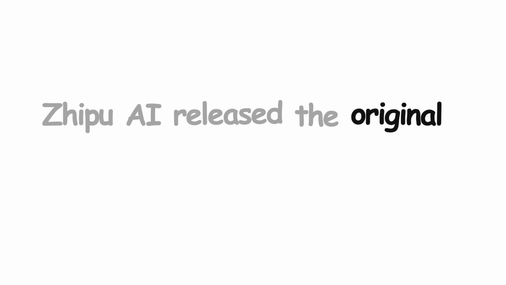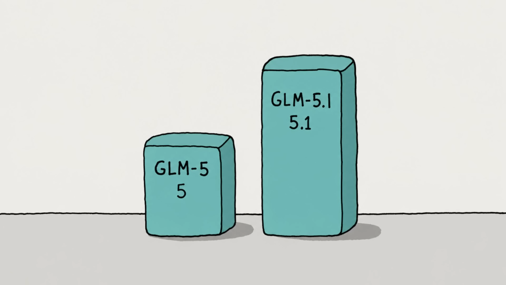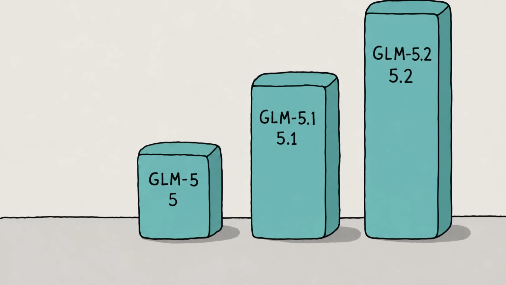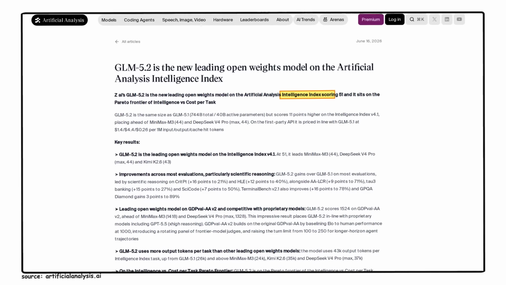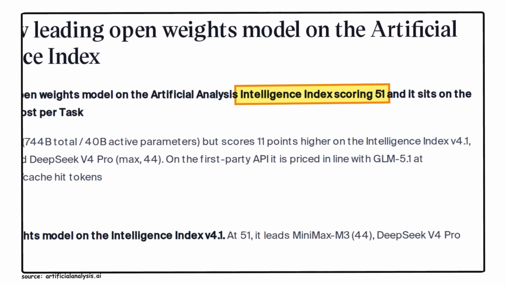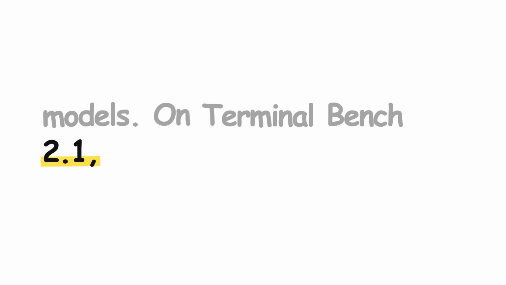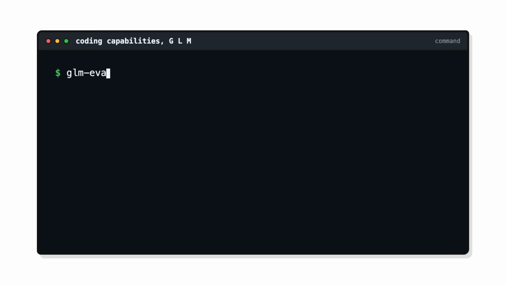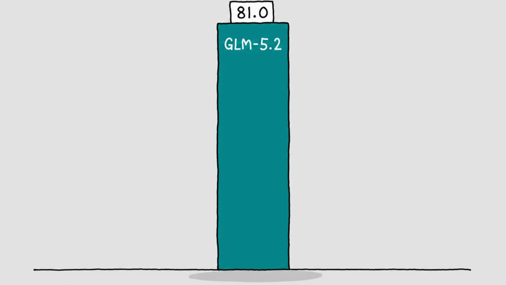Zhipu AI released the original GLM-5 back in February 2026, trained on a massive 28.5 trillion tokens. They updated it with GLM-5.1 in April, but on June 13th, they dropped GLM-5.2 under an unrestricted MIT license, and they aggressively tuned it for coding and reasoning tasks. It currently holds a score of 51 on the Artificial Analysis Intelligence Index V4.1, which is the highest score among open-weight models. On Terminal Bench 2.1, which tests long horizon coding capabilities, GLM 5.2 scores an 81.0, reportedly beating OpenAI's GPT 5.5 on those specific developer tasks.